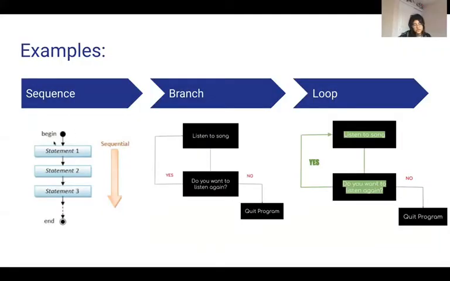Here's a sequence, so it starts and it ends here with the statements in between. Here's a branch. So I'm listening to a song, and then it asks, do I want to listen to a song again? If I say no, then it'll quit the program. If I say yes, it'll loop back to me listening to the song. It'll keep doing it the number of times that I hit yes, and it'll stop once I hit no.